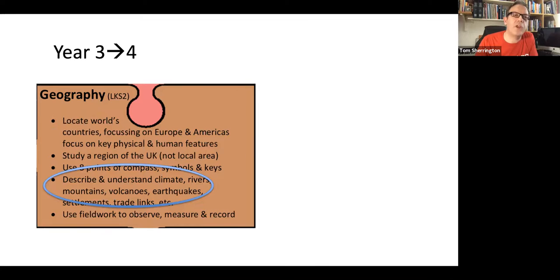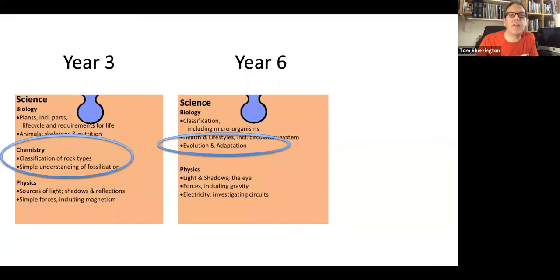So in year 3 and 4, in geography, it says, describe and understand climate, rivers, mountains, volcanoes, and earthquakes. Also, in science, in the national curriculum, we've got classification of rocks. And in year 6, we've got evolution and adaptation. Now, why is that good? I think the people who were doing this knew what they were doing, because what you've got here is a sequence of curriculum which really helps tell the story.